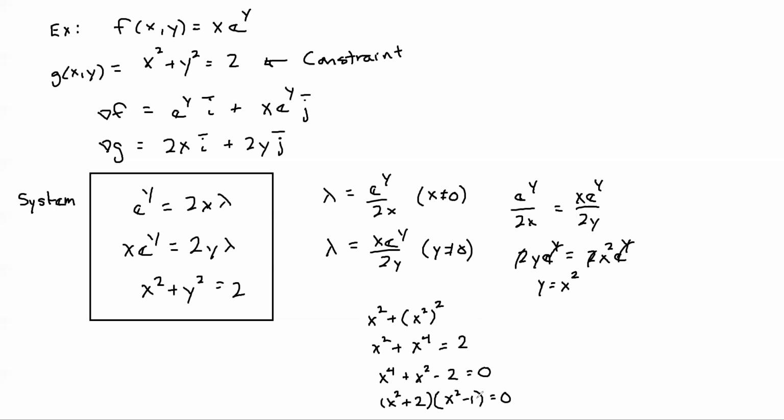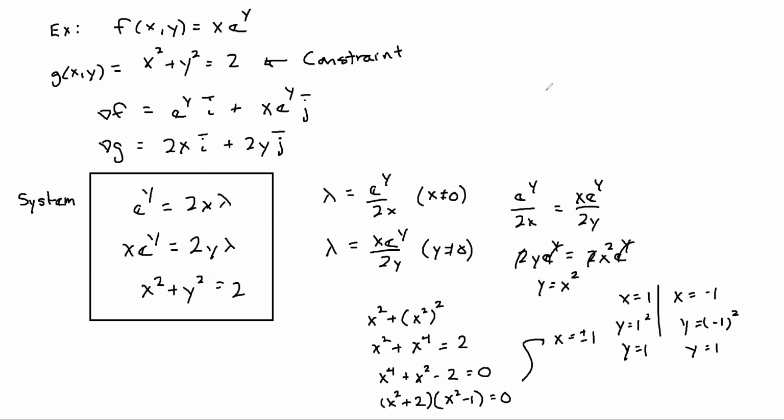There are no solutions to this piece. This piece gives us plus or minus 1. So x equals plus or minus 1. If x equals 1, we get y equals 1 squared, so y equals 1. If x is negative 1, we get y equals negative 1 squared, so y equals 1. And so our points are x equals 1, y equals 1, and x equals negative 1, y equals 1.